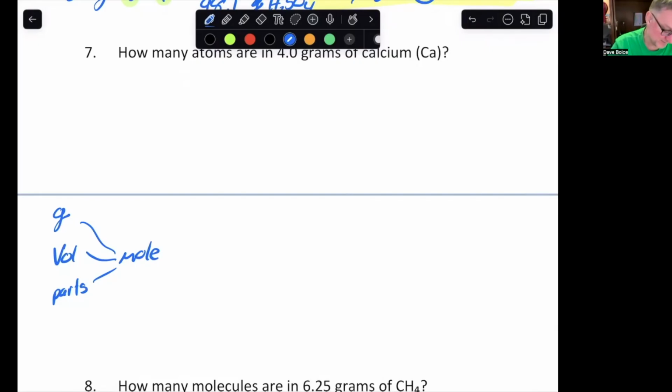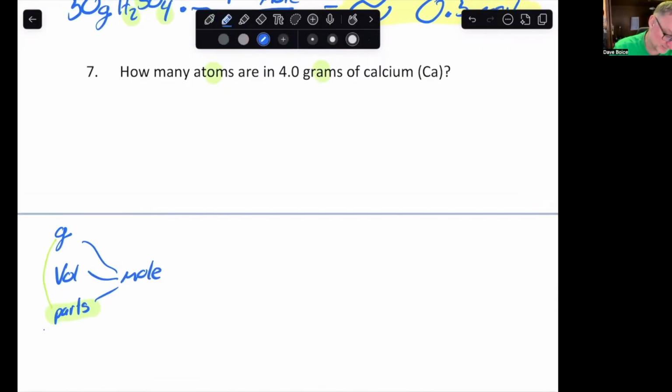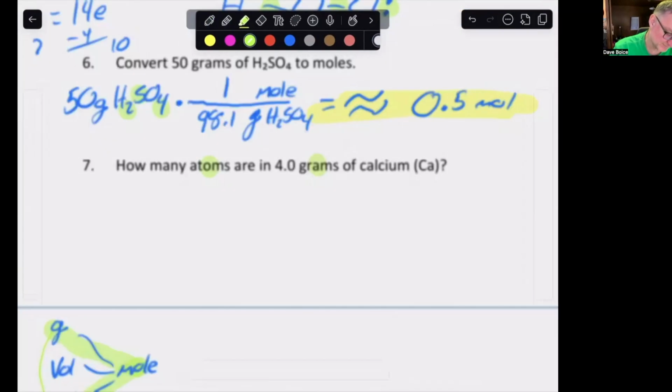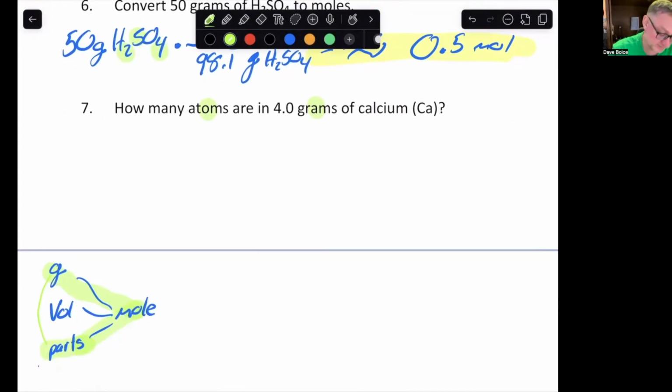Think of this as a roadmap. So if I want to go from atoms, which is parts, to grams, I can't go directly from parts to grams. There's no connection for that. I have to follow the roadmap. So what I'm going to do is go from parts to mole to grams. Okay, so let's do that. Let's start with what we know, or other way around, sorry, grams to moles to parts, same thing.